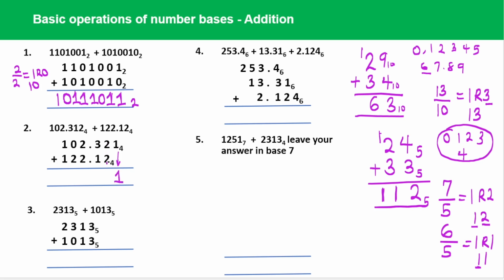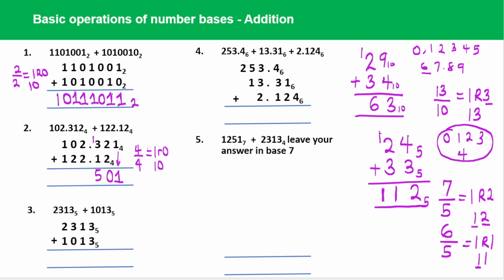Now 2 plus 2 here will give us 4. So we cannot write 4 because 4 is exactly our base. So it will be wrong to write 4 there. So we do 4 divided by 4, which is 1, remainder 0, which is 1, 0. So we write the 0 and then we carry the whole. 1 plus 3 plus 1 will give us 5.